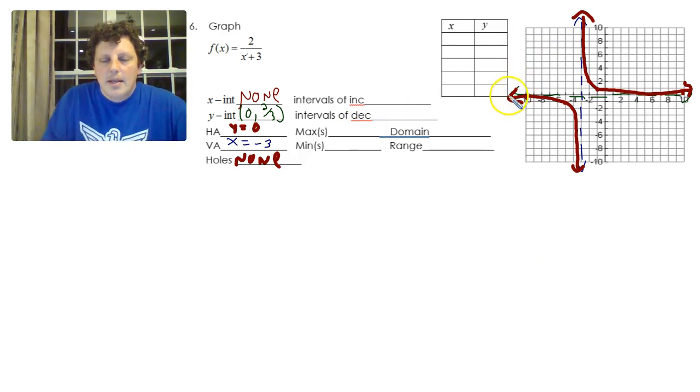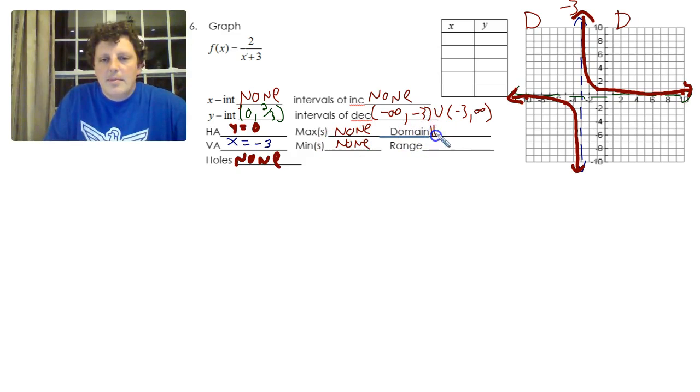Example 6, decreasing to the asymptote of -3. Then we are still decreasing forever. So we're going downhill forever except where there's the asymptote. So no interval of increase. We're decreasing from -infinity to -3 union -3 to infinity. There is no local max and no local min.